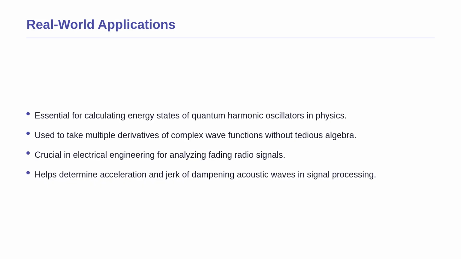So, we have proven that the rule holds. But why do we care about this in the real world? In physics, especially in quantum mechanics, scientists use this rule to take multiple derivatives of complex wave functions to find the energy states of a quantum harmonic oscillator. Without it, the algebra would be tedious and error-prone. It is also heavily used in electrical engineering and signal processing to analyze fading radio signals or dampening acoustic waves, helping engineers understand how these signals accelerate and change over time.